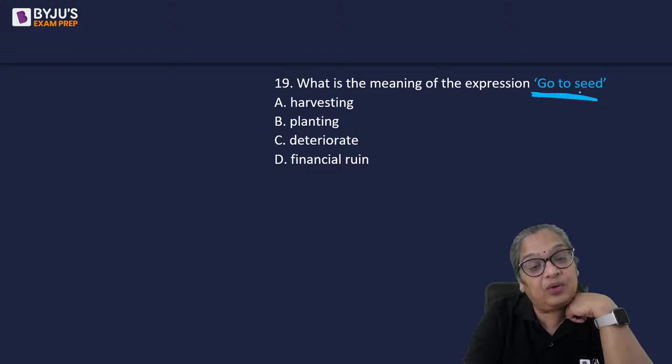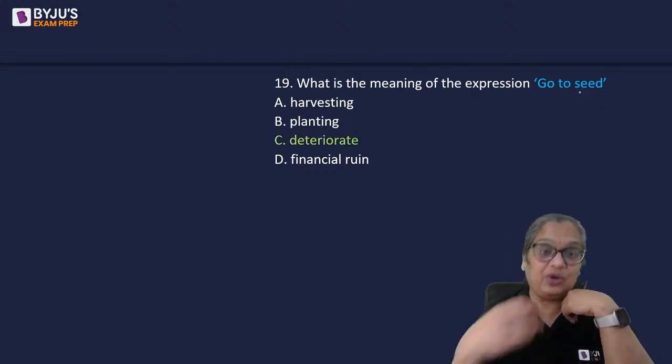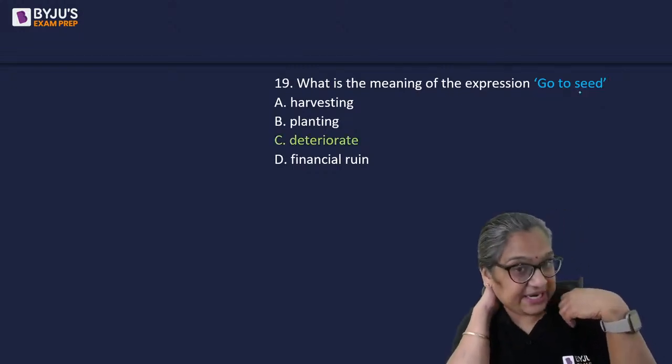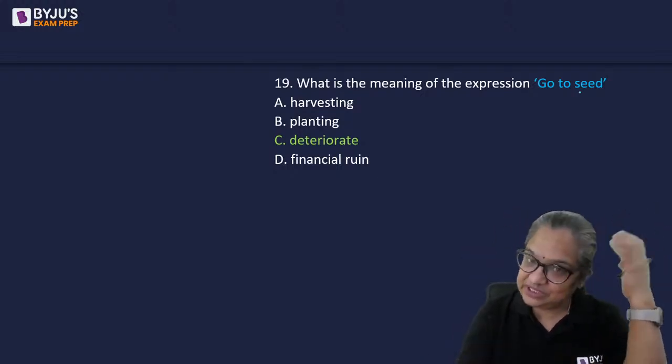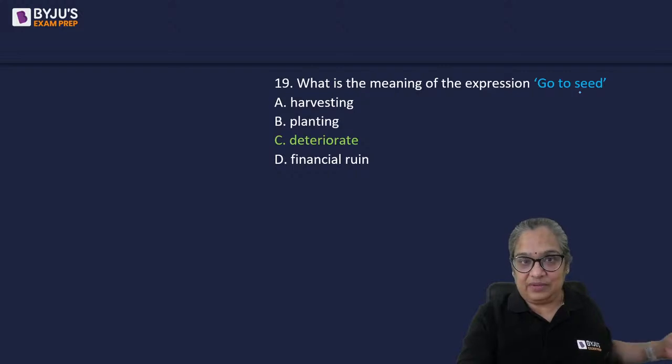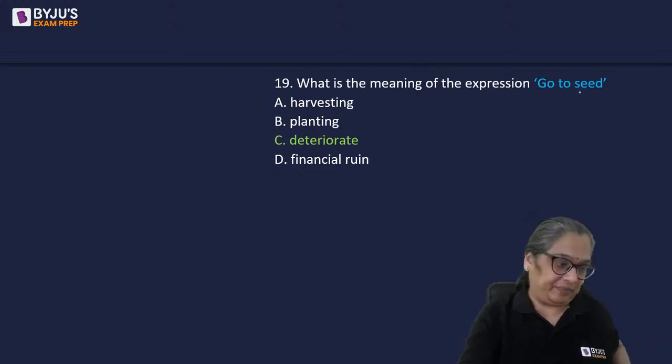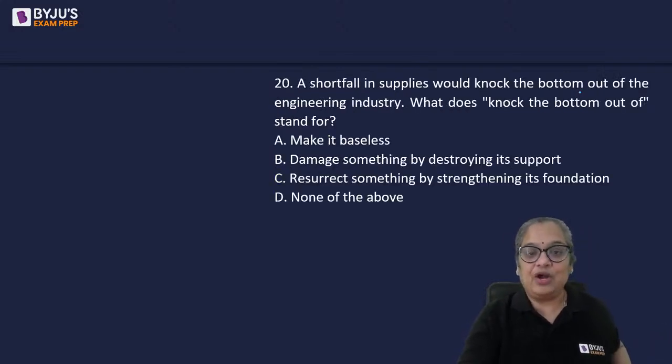Go to seed could be financial ruin also, but basically in a state of collapse, deterioration. Okay, something which is really going in a state of decline. Got it? Excellent. All right.